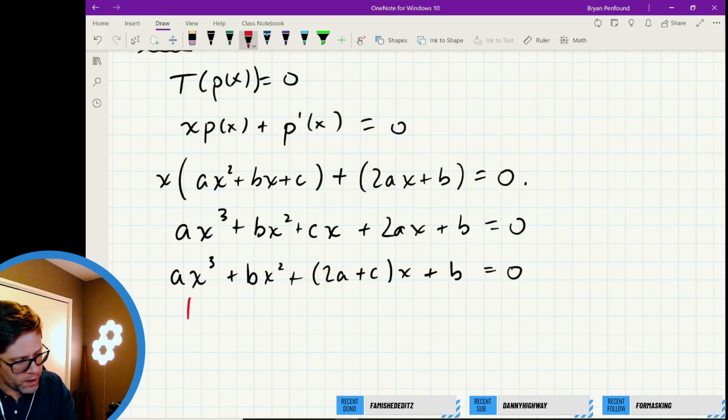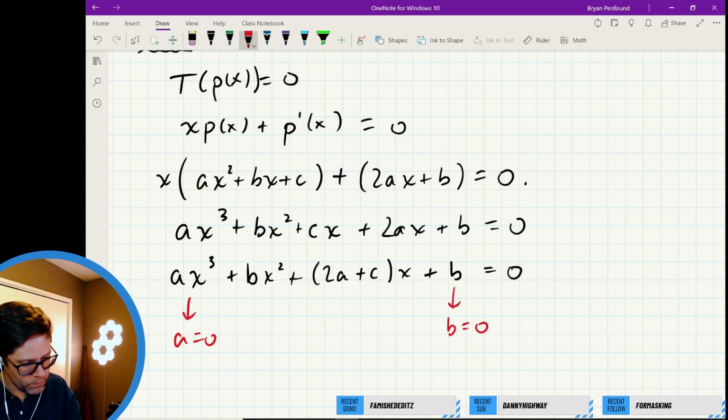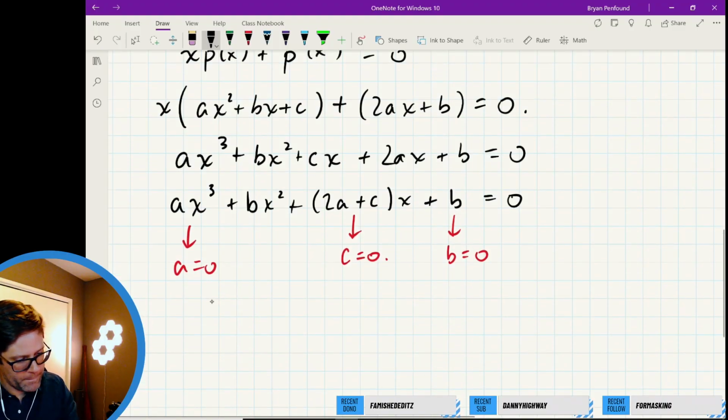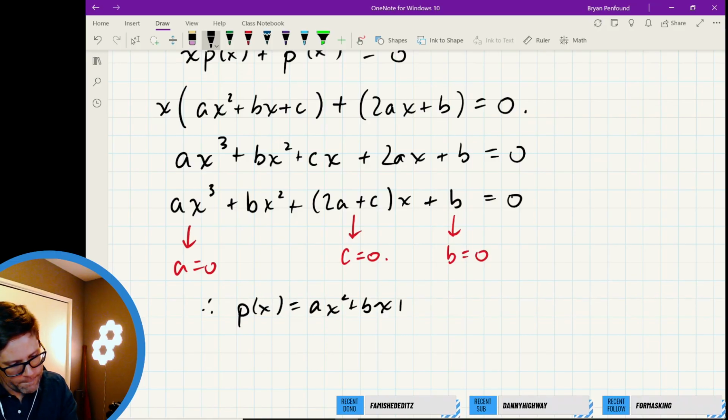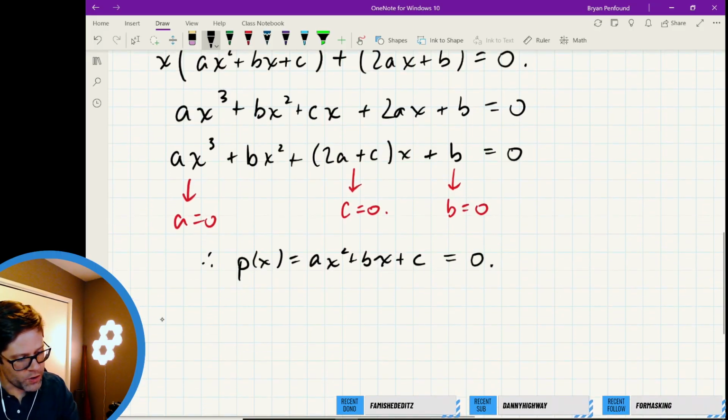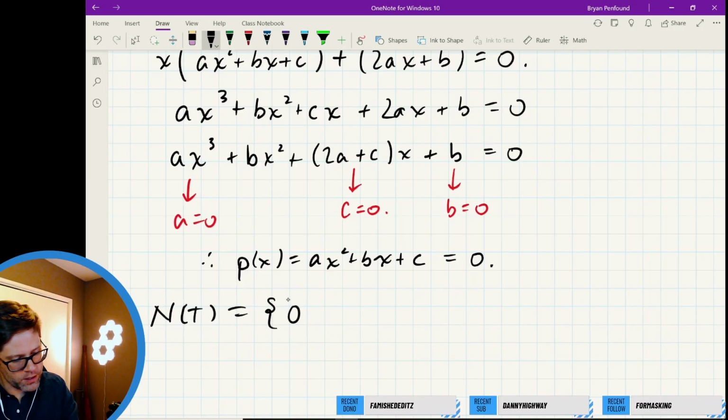So we can see right away that a has to be equal to 0 and that b has to be equal to 0 for this to work. And I guess if a is equal to 0, that is going to force c is equal to 0 as well. That's crazy. So that really just means that the kernel, or the null space, is literally just the 0 vector, the 0 polynomial. Cool.